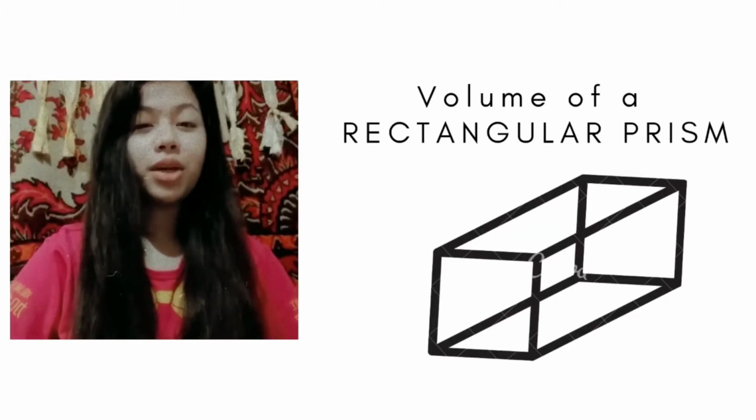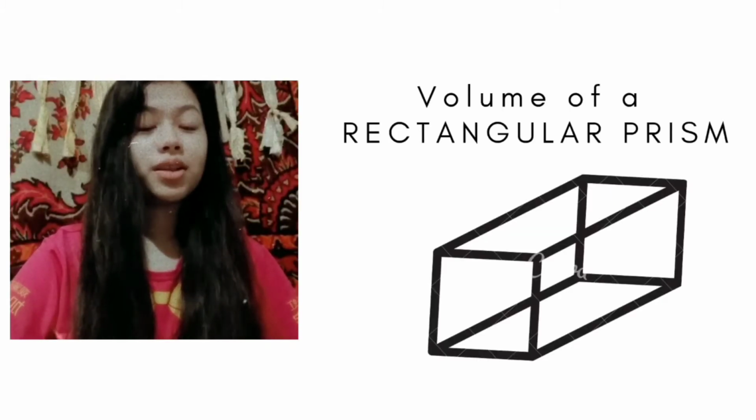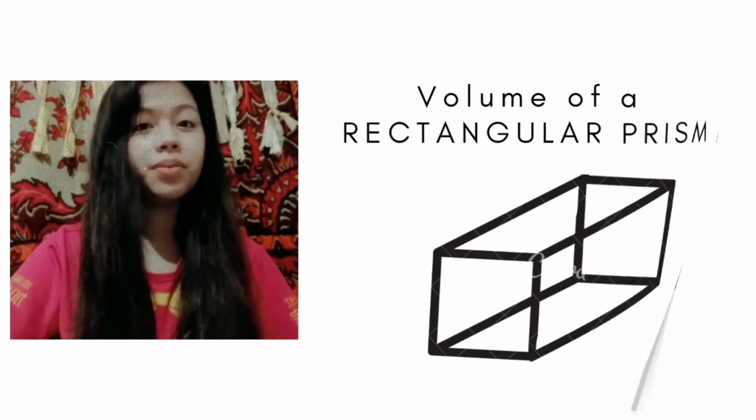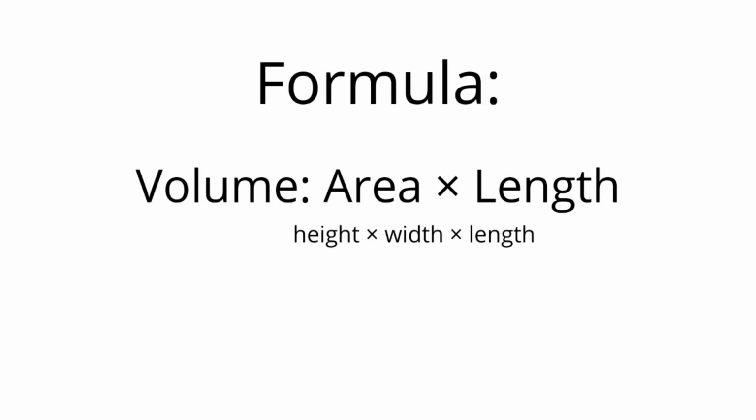Good day everyone, my name is Riza Micolor de Losa and for today I'm going to show you how to find the volume of a rectangular prism. So the formula in finding the volume of a rectangular prism is area times length. Our area is our base and our length is like the extension. Our area or the base is the height and width of the prism and our extension is the length.